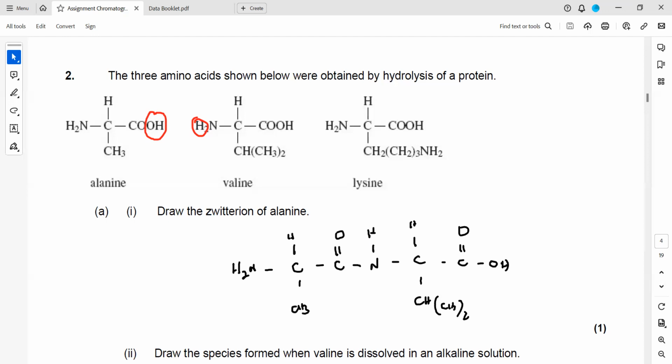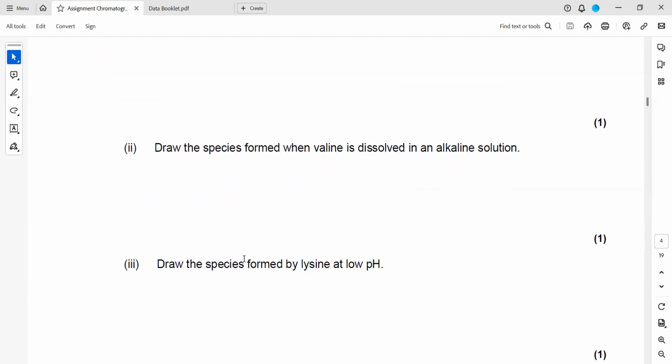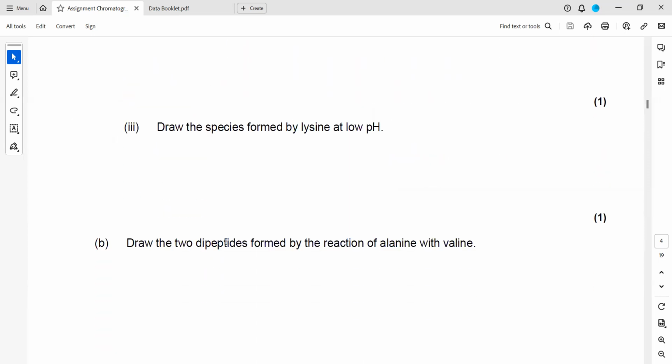This is one of the molecules which is formed. Other way around, how will it form? Because in the question they mentioned what we have to do. We have to draw the two dipeptides formed by the reaction of alanine and valine. So what are the two dipeptides formed?